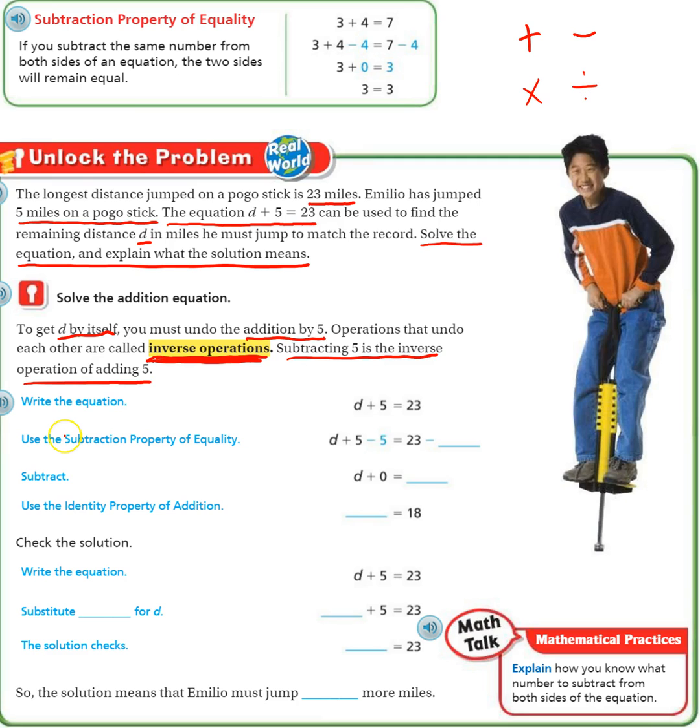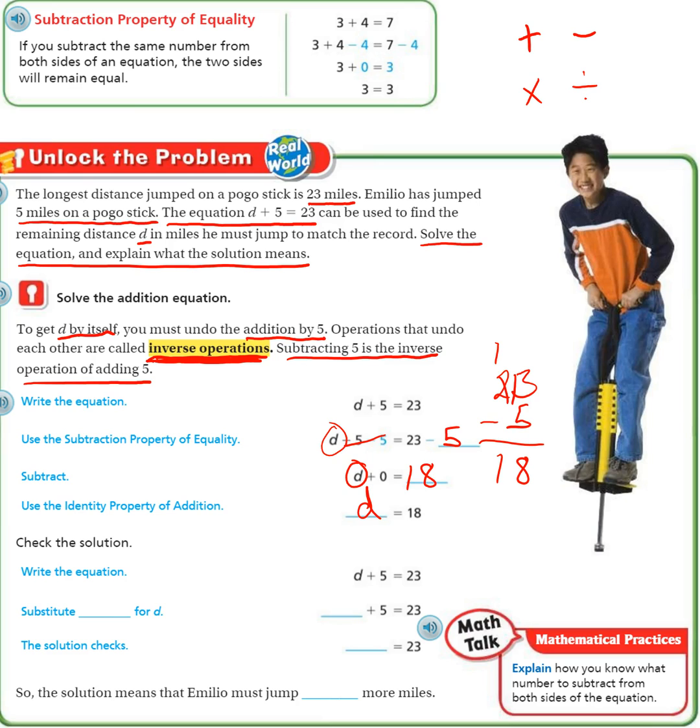Okay, so write the equation. That's been done here. Use the subtraction property. So to get rid of a positive 5, we use a negative 5, or minus 5. We do the same thing to both sides of the equal sign. Okay, and then we have d plus 0 now, because this canceled itself out, leaving you with just your d. And on this side, 23 minus 5 is 18. So d equals 18.